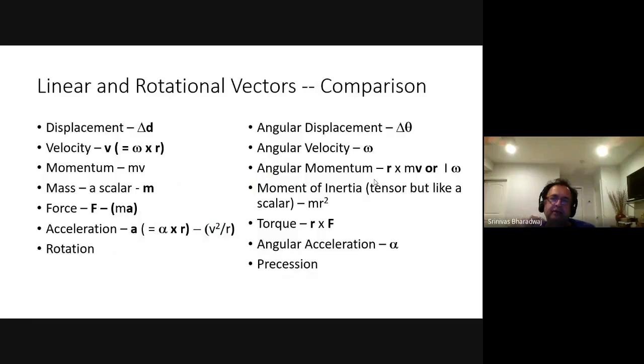Moment of inertia is a tensor, but don't worry about that. You learn how to solve for integral r square dm. Then you learn all these ideas that you learned in linear motion.